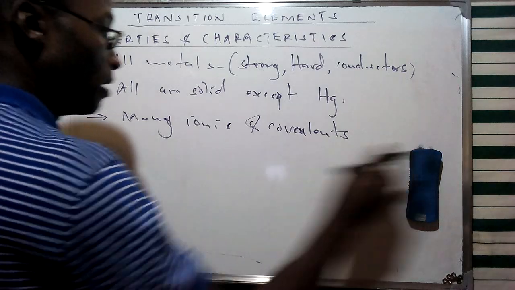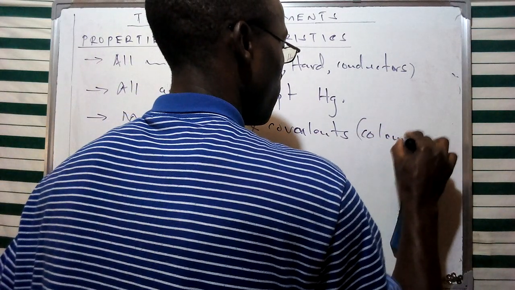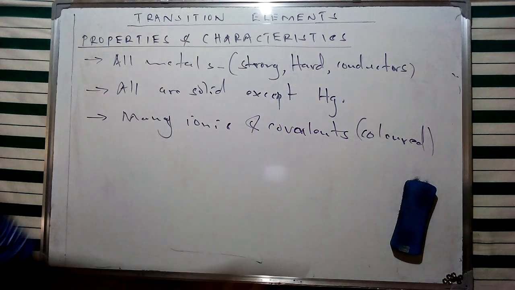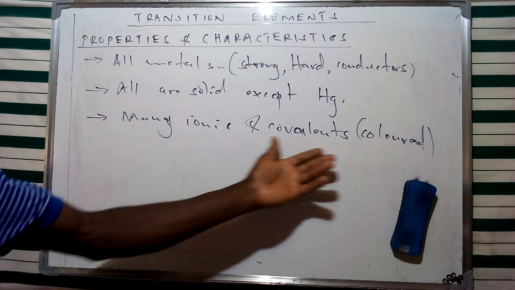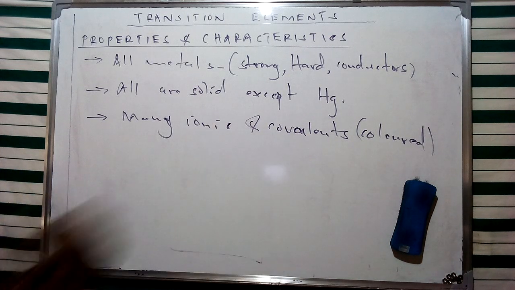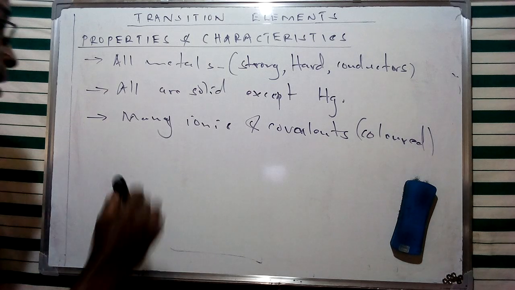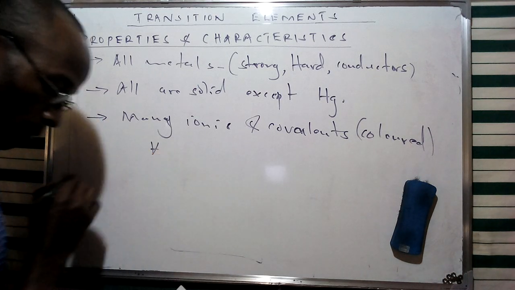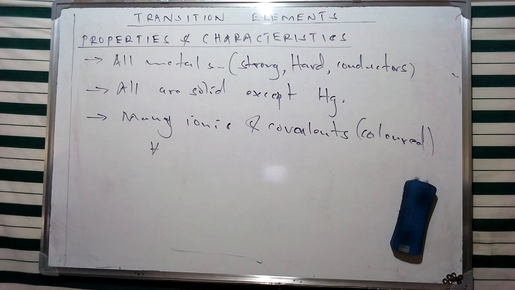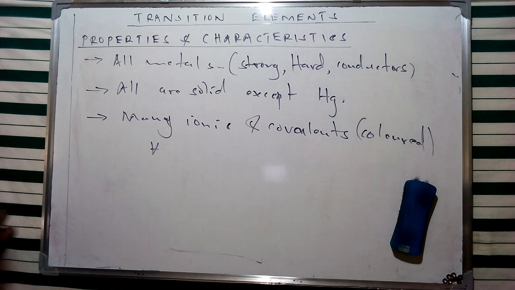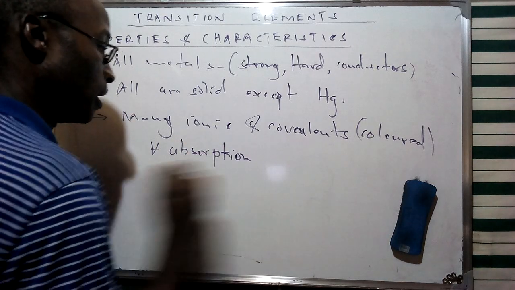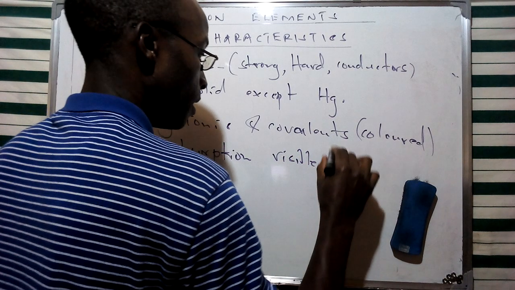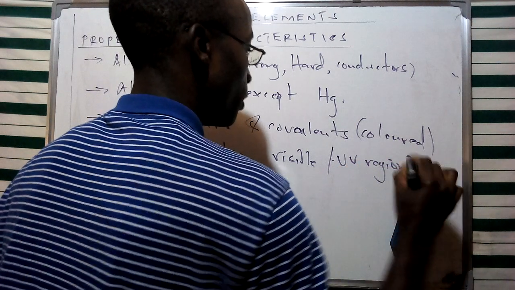Now, I've mentioned the concept of oxidation states. These oxidation states are going to be displayed, and the transition elements are going to have a wide range of them. Now, the color that's going to appear from these many ionic and covalent compounds, colored in one or more oxidation states, is going to depend on the absorption characteristic of the specific element in the visible or the UV region of the electromagnetic spectrum.